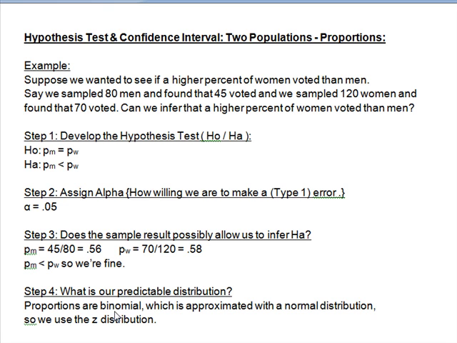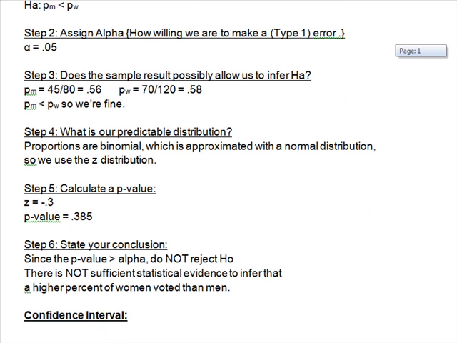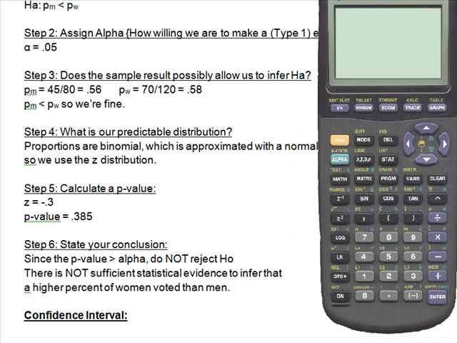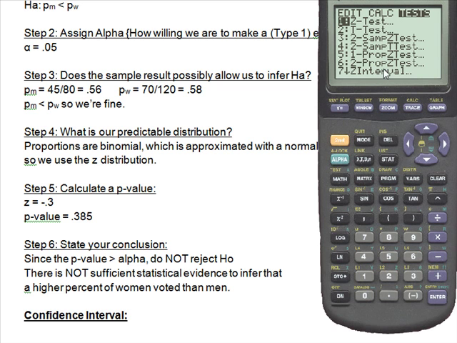Step four, what is our predictable distribution? Well, proportions are binomial, but that can be approximated by the normal distribution, so we'll use the z distribution. Okay, step 5 and 6, let's calculate the p-value. So let's bring in our calculator. All right, we'll turn it on, and we'll go into stats, tests, and we'll do a 2 proportion z test. So we'll go down to 6 on this calculator, enter.